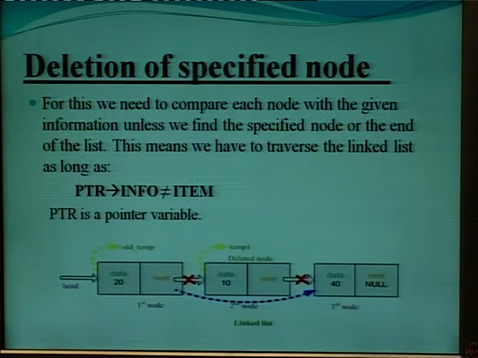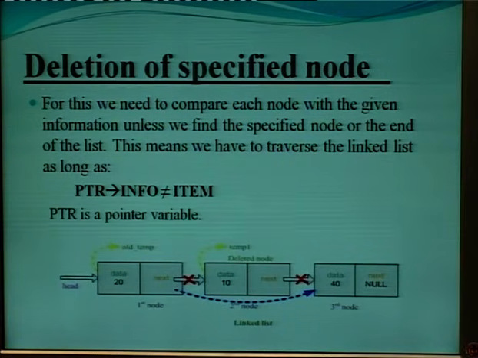Next, if we want deletion of a specific node, or a node in between, for this we need to compare each node with the given information until we find the specified node or the end of the list. This means we have to traverse the linked list as long as the pointer information is not equal to the item. So firstly, deletion of a specified node means we have to traverse the whole doubly linked list until the required element to be deleted is found.